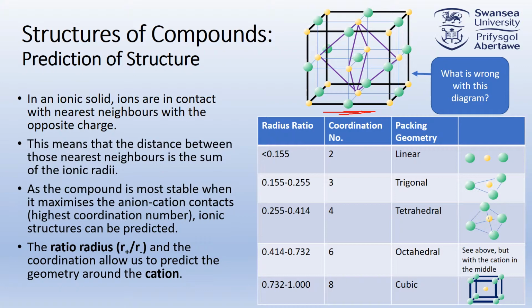Anyhow, this table here shows our radius ratios, our coordination number, our packing geometry, and this little representation of how those shapes are arranged. I should just point out that our octahedral structure is shown up here. And this is actually an example of halite, or sodium chloride, here.